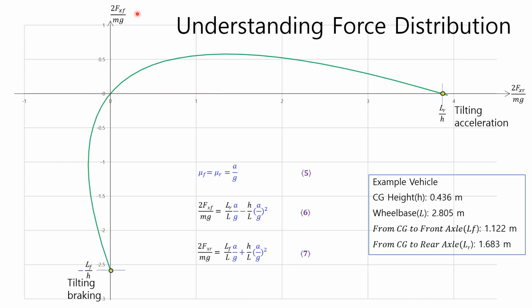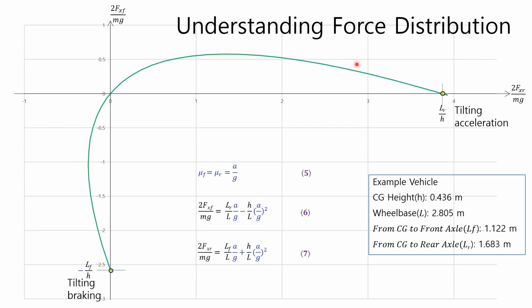The coordinate system composed of these two axes that intersect at right angles will be called a non-dimensional force coordinate system. In addition, for the convenience of explanation, the non-dimensionalized front axle driving force will be called front wheel driving force, the non-dimensionalized rear axle driving force will be called rear wheel driving force, and the non-dimensionalized front axle braking force will be called front wheel braking force, and the non-dimensionalized rear axle braking force will be called rear wheel braking force.